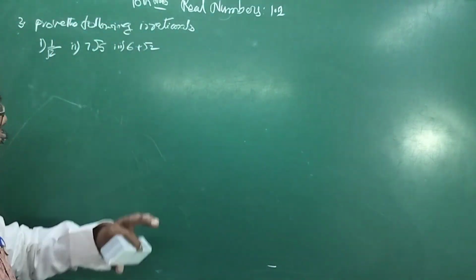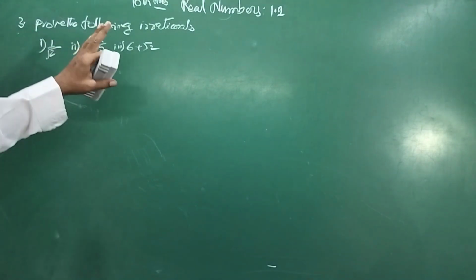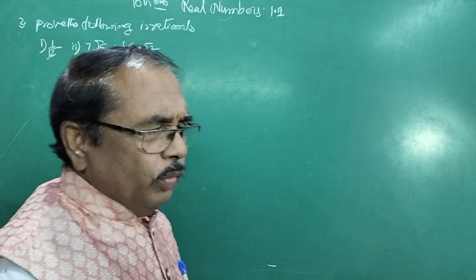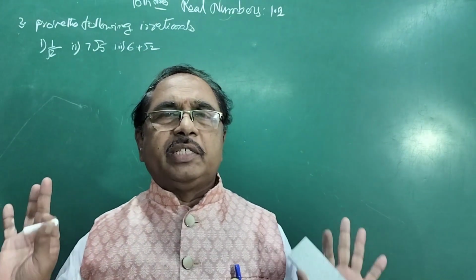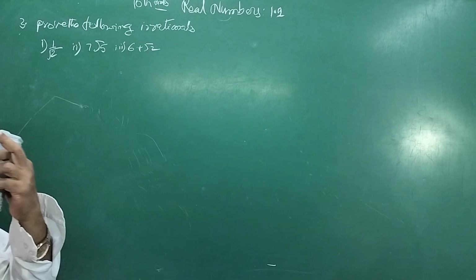Let us see mathematics, Real Numbers, exercise 1.2. In the third problem of 1.2, let us see, prove the following relations. We already saw this in the first and second questions in the second exercise. Let us see these three bits also.